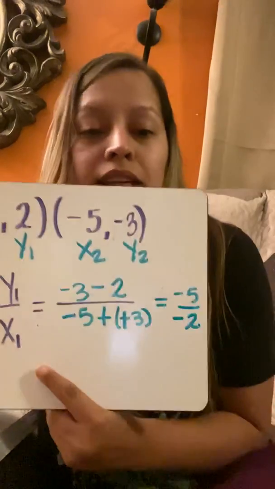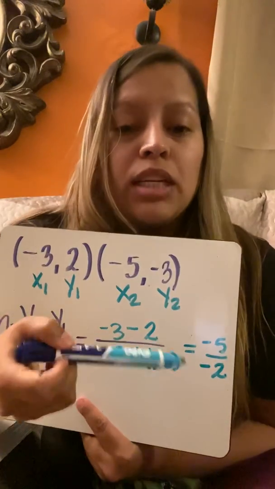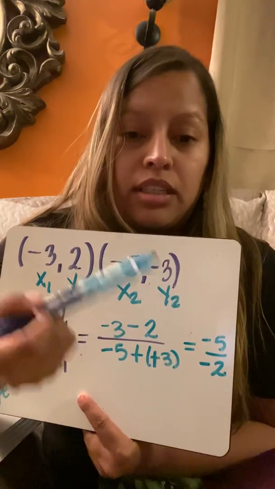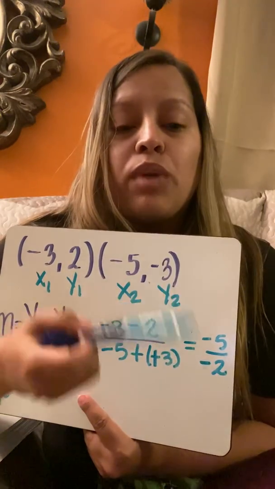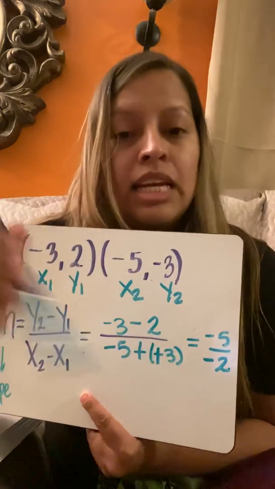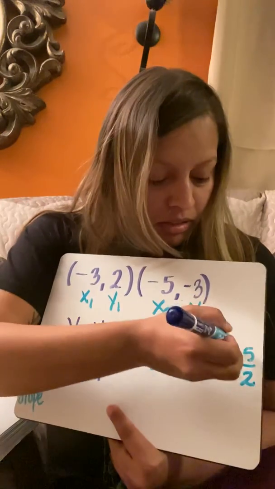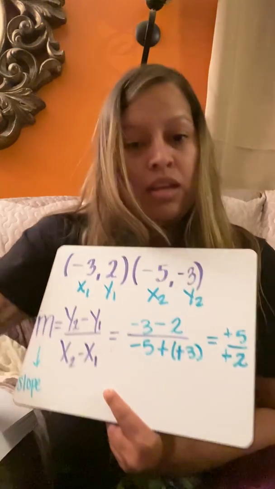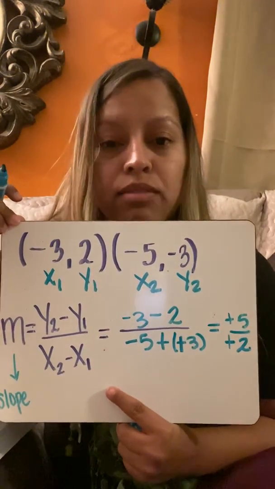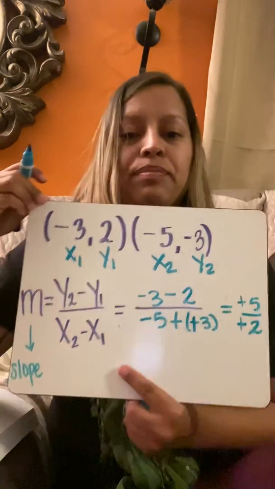Now, in this case, because we ended up with two negatives, remember fractions represent division. So when you end up with a negative as a numerator and a negative as a denominator, they cancel each other out, okay? So my slope for this problem would be +5/2, okay?